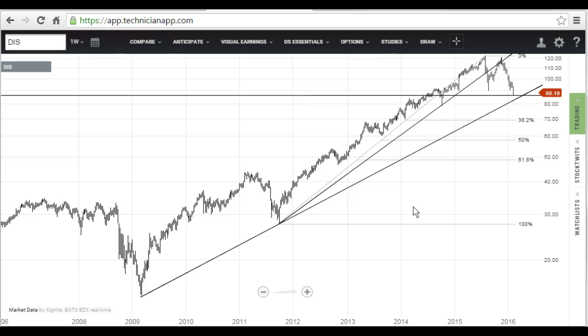So anyway, Disney, I think it's bad. It's definitely broken from its bull market, but I don't know if it's starting a new bear run here. I think possibly going to be finding its legs soon.